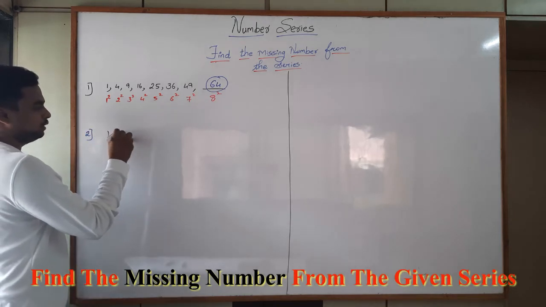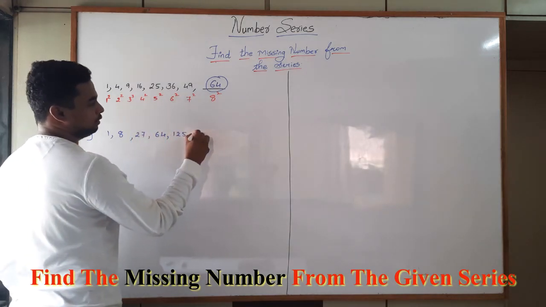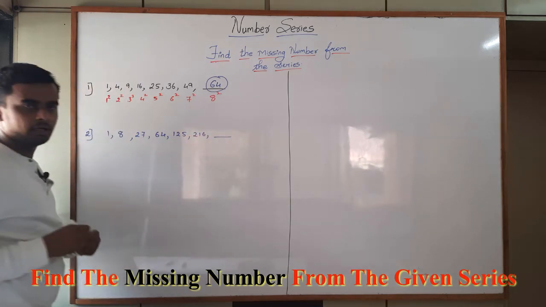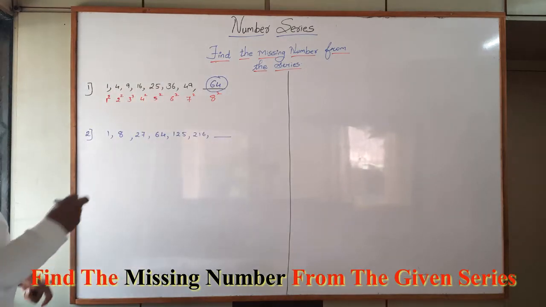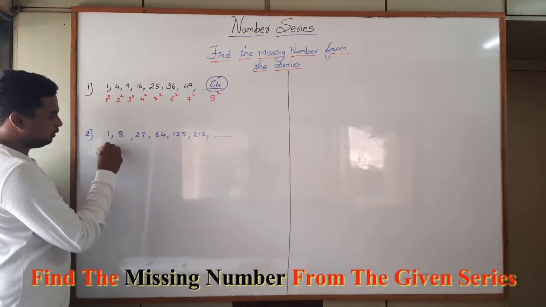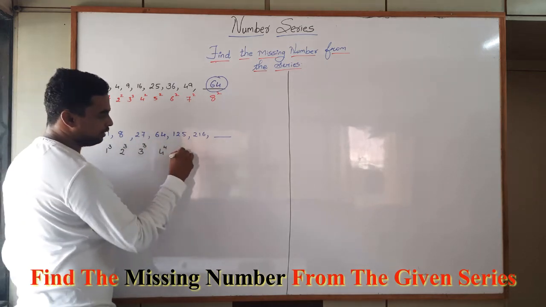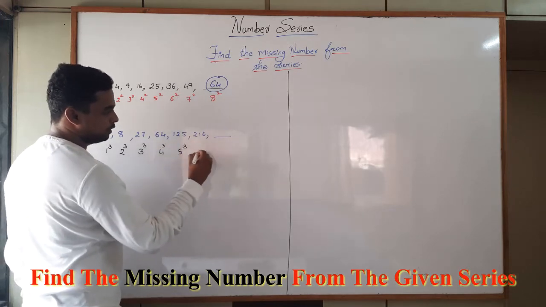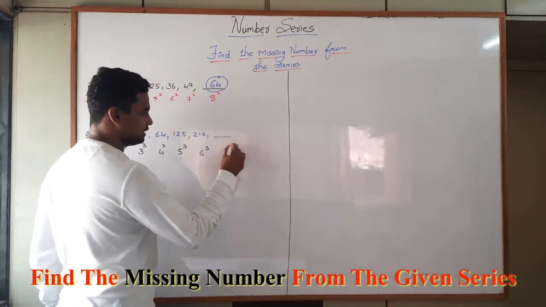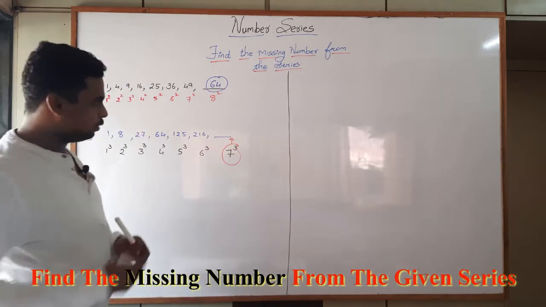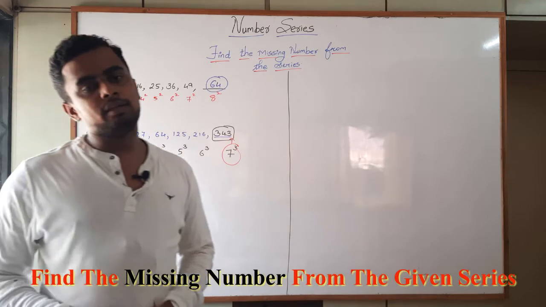Next question, I have 1, 8, 27, 64, 125, 216, and I have to find the next number. This is again a simple one, the next type of series that we saw in the last video. 1 is equal to 1 cube, 8 is equal to 2 cube, this is 3 cube, 64 is 4 cube, 125 is 5 cube, 216 is 6 cube, and the next number that I will have is 7 cube, and as you know, 7 cube is equal to 343. So the next number or the missing number from the series is 343.